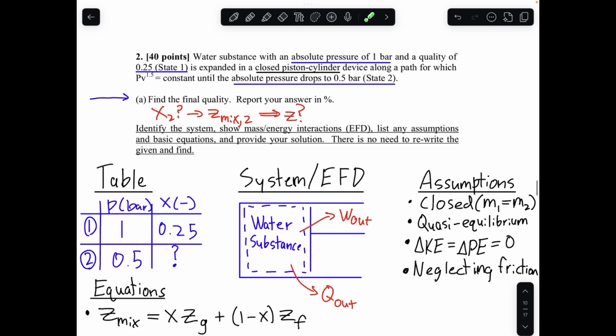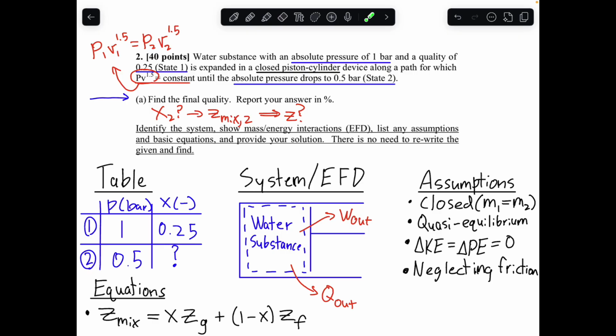But if we remember, in the problem statement, it tells us that we have this relationship, PV to the 1.5 is equal to a constant, this polytropic process relationship. So what does that mean mathematically for us? Well, if we write that out, that means that this PV to the 1.5 is the same at state 1 that it is for state 2. So that means that P1 times V1 to the 1.5 is equal to P2 times V2 to the 1.5.